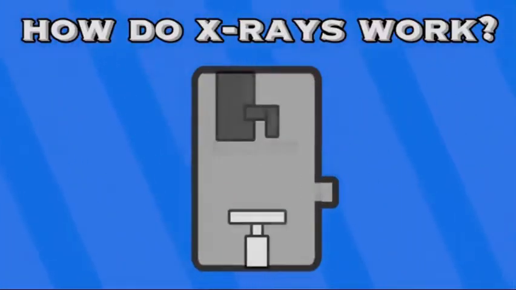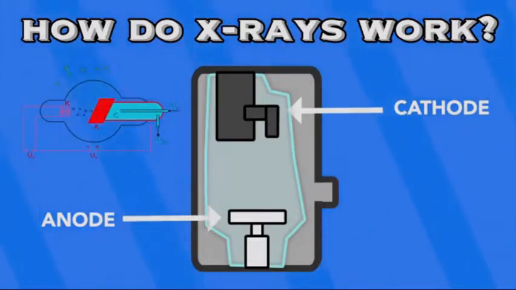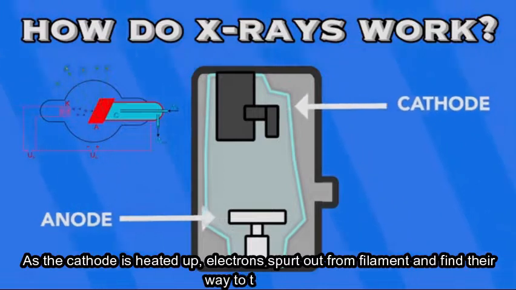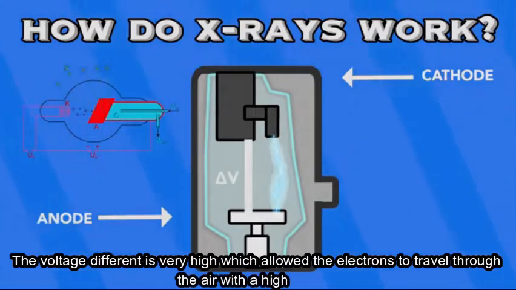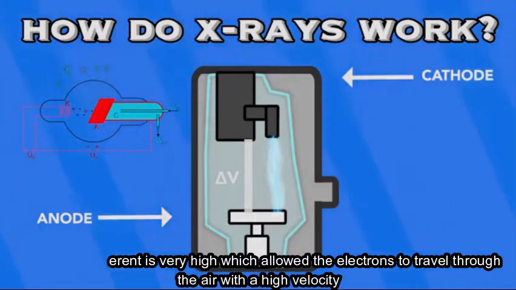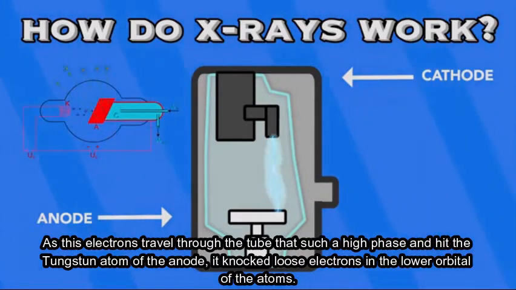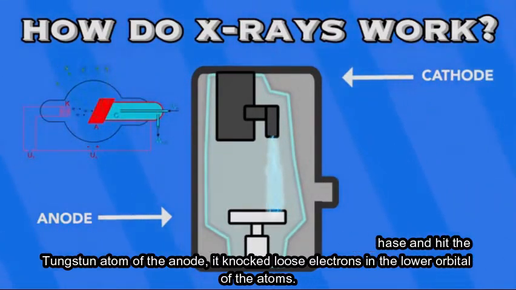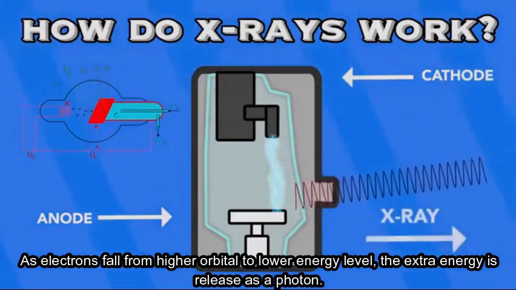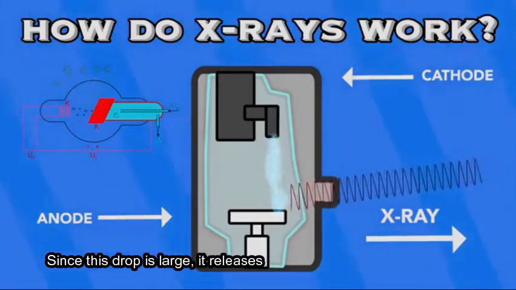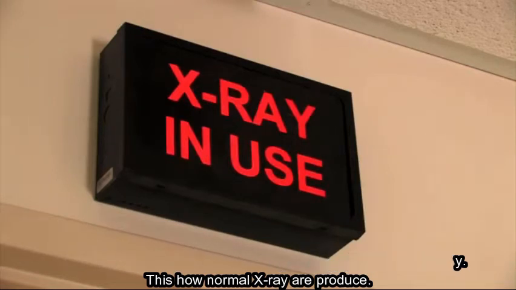In an X-ray machine, there's an electrode pair, an anode and a cathode, inside a vacuum tube made of glass. The cathode is usually a heated filament. As the cathode is heated up, electrons spark out from the filament and find their way to the anode. The voltage difference is very high, which allows the electrons to travel through the tube with a high velocity. As these electrons hit the tungsten atoms of the anode at such a high pace, they knock loose electrons in the lower orbital of the atom. As an electron falls from a higher orbital to a lower energy level, the extra energy is released as a photon. Since this drop is large, it releases a high energy photon, or an X-ray. This is how normal X-rays are produced.